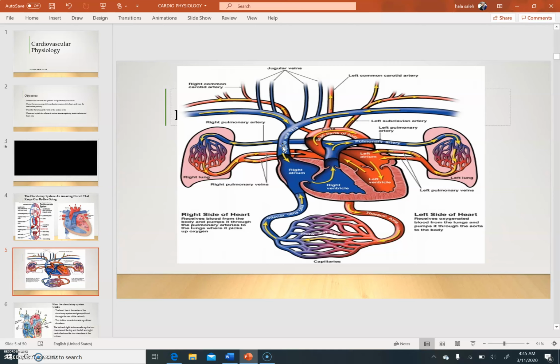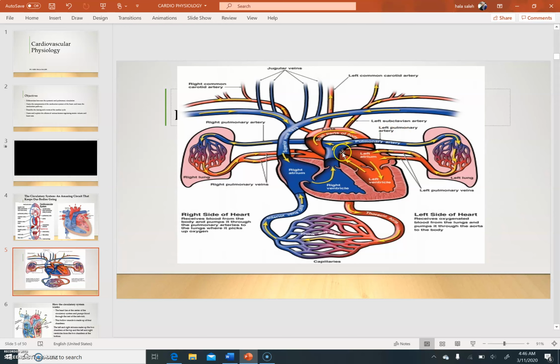So this blood comes to the right side of the heart through the superior and inferior vena cava, which enter the right atrium. Then the blood flows into the right ventricle through the tricuspid valve. Then blood leaves the right ventricle through the pulmonic valve, which is found on the pulmonary artery. This is the only artery that carries deoxygenated blood. Then the pulmonary artery divides into the right and left pulmonary arteries to transport the deoxygenated blood from the right side of the heart to the right and left lungs.